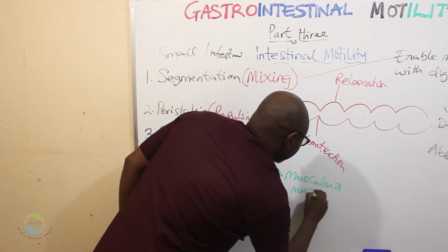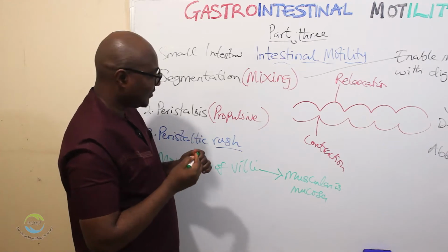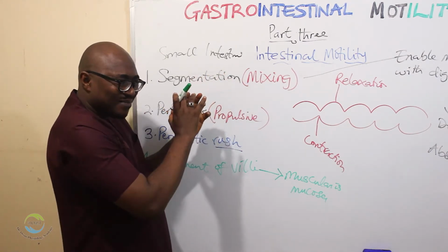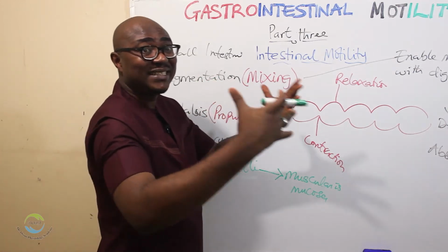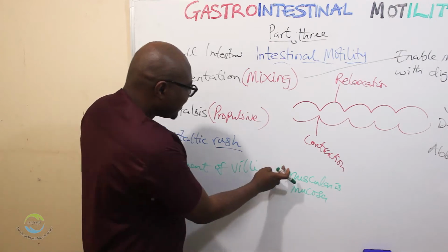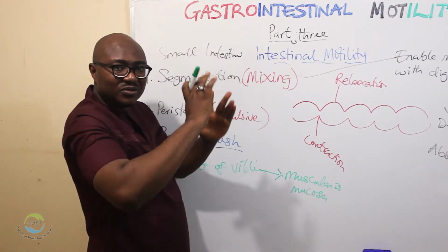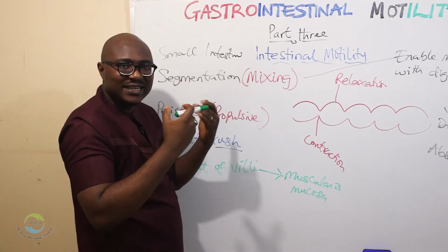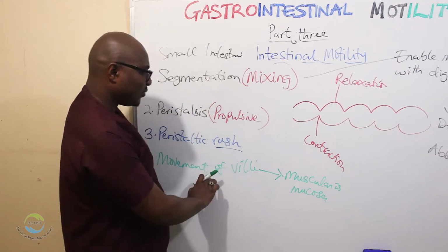Muscularis mucosa. Remember in the previous introductory lecture when we were talking about the layers, that the mucosa has a muscularis mucosa, lamina propria, then epithelium. So this muscularis mucosa within those villi, they contract. So they help in absorption, they favor absorption. So that is the purpose of this.